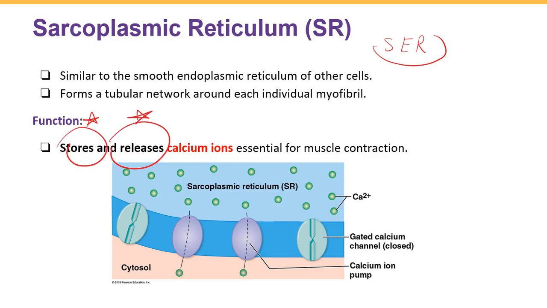Why calcium ions? Because calcium ion is very important for muscle contraction. Without calcium ion, muscle contraction won't happen. So make sure you know the sarcoplasmic reticulum is an organelle found in muscle cells, responsible for storing and releasing calcium ion, which is essential for muscle contraction.